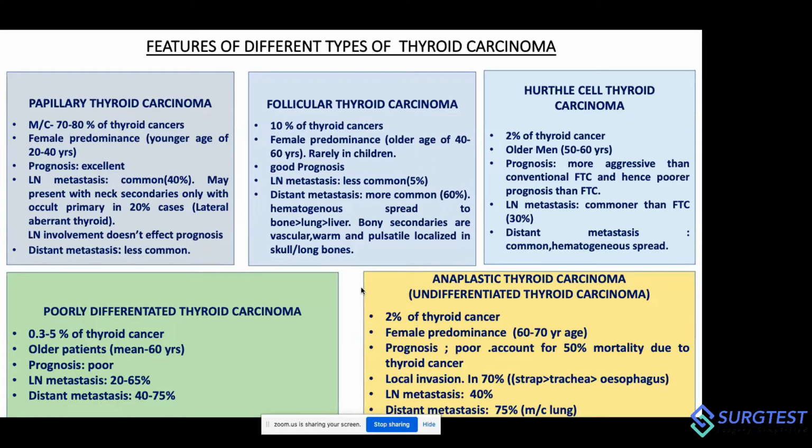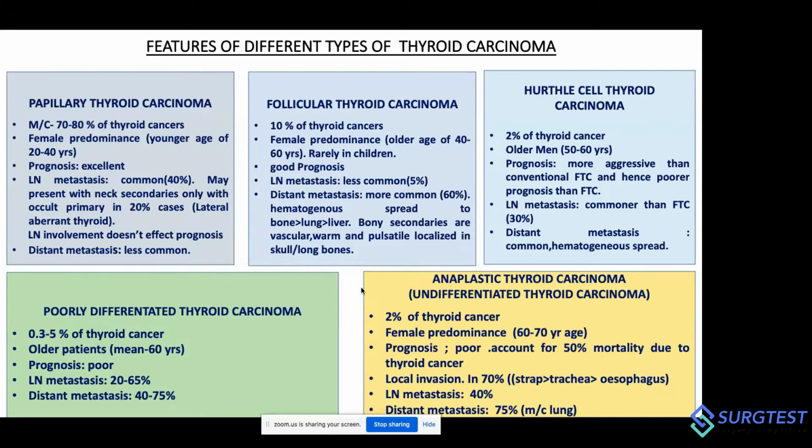Anaplastic thyroid carcinoma, only 2% of thyroid cancer with a female predominance but an older age group. Prognosis very poor, in fact so poor that it accounts for 50% of the mortality in thyroid cancer patients. It is the most notorious type of thyroid cancer for local invasion. The adjacent structures involved, in order, are strap muscles most commonly, followed by trachea, followed by esophagus. Lymph node metastasis is very common, 40%, and distant metastasis is also very common, 75%. Distant metastasis is more in lungs.